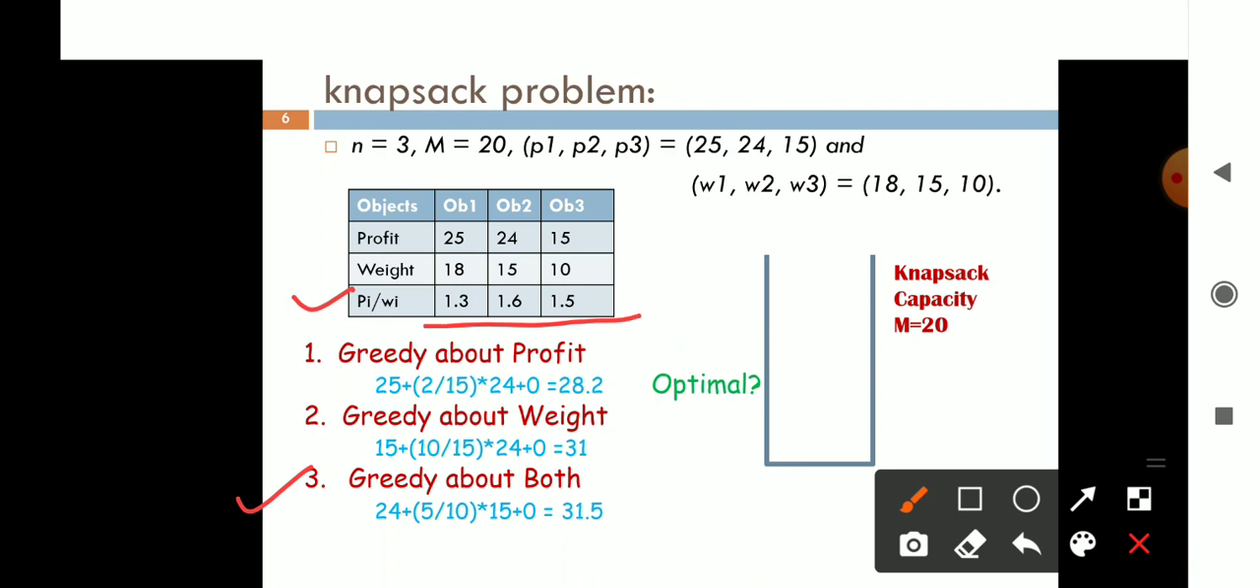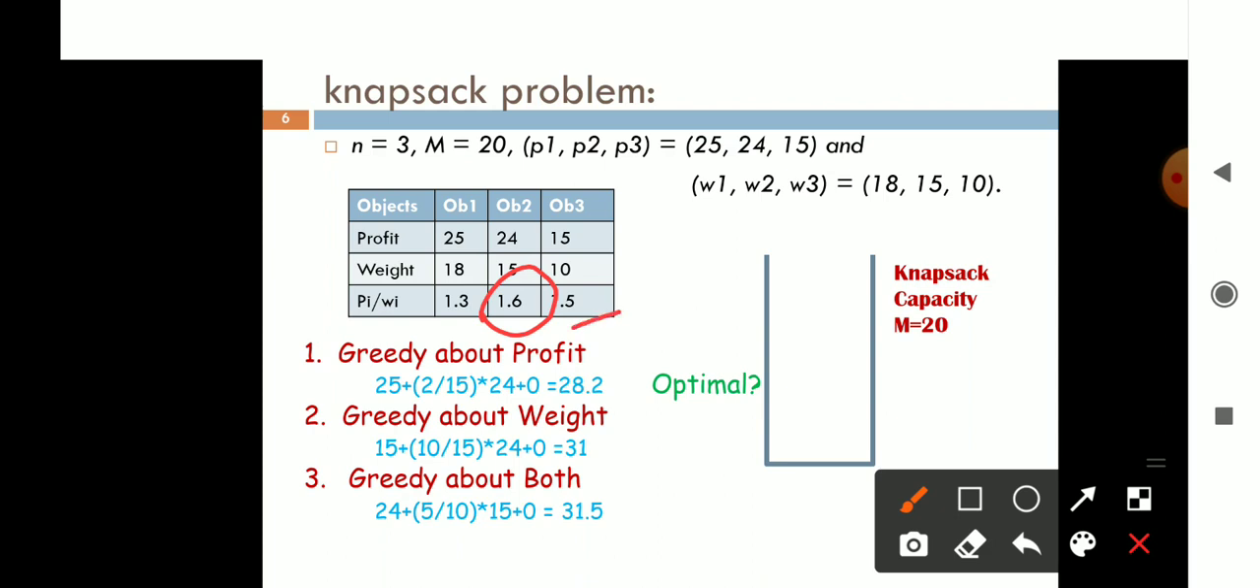Now 1.6 is the maximum. Here we are getting more profit: from 15 items only we are getting 24 profit. See here, we have 18 items and we are getting only 25 benefit. In 15 items we are getting 24 benefit, which is more than this first object. So we are going to choose the highest first.